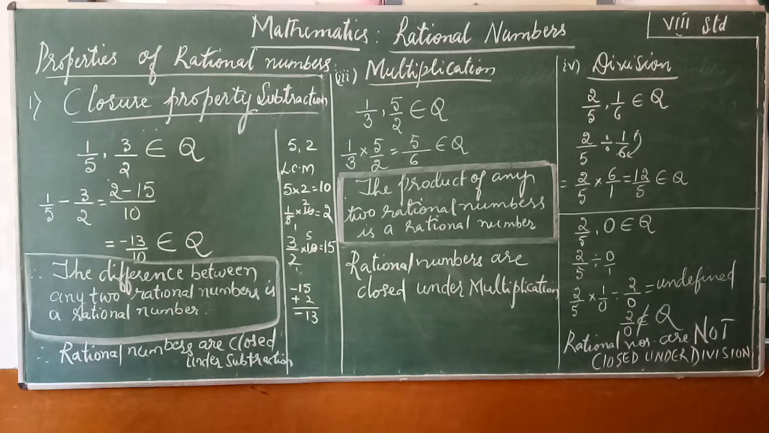Very, very important, children. You should make a box and write points to remember. What do you write there? Closure property is satisfied under addition, subtraction and multiplication, but it is not satisfied under division on the set of rational numbers. Very, very important, children. This you have to write in the notes neatly.